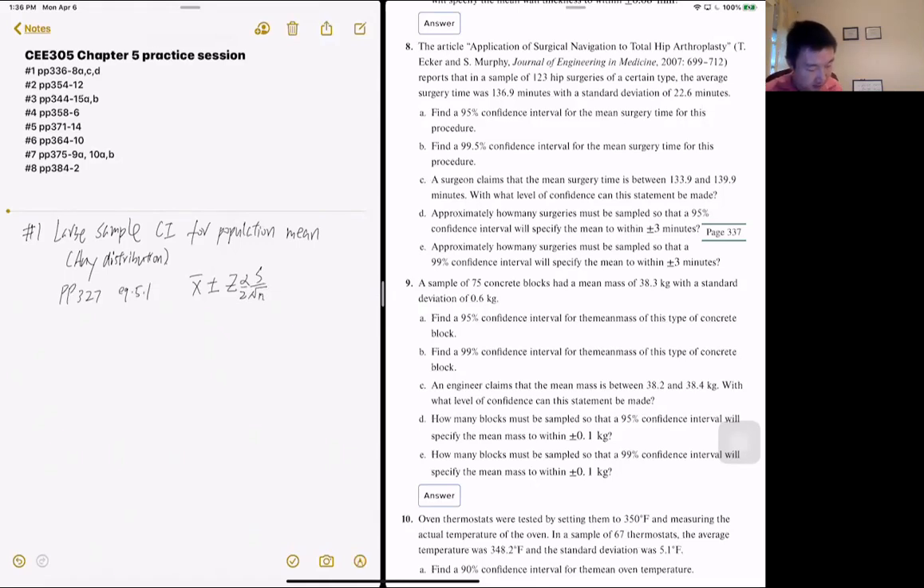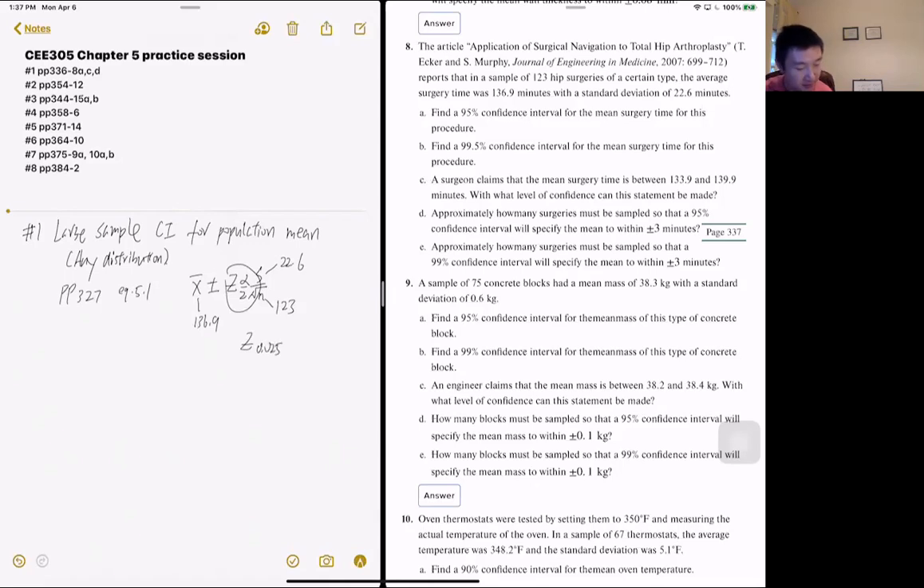In this question, the sample mean value is 136.9. The sample standard deviation is 22.6. The sample size is 123. For the z half alpha, this is based on the 95% confidence interval, so we need to find out z half alpha, which is 0.025.